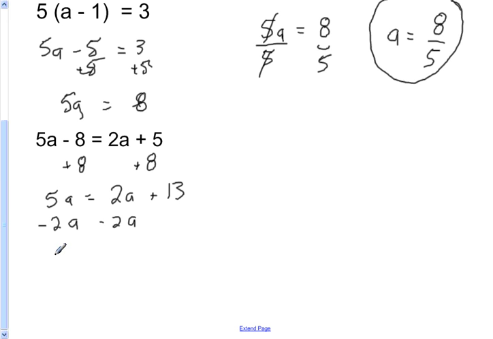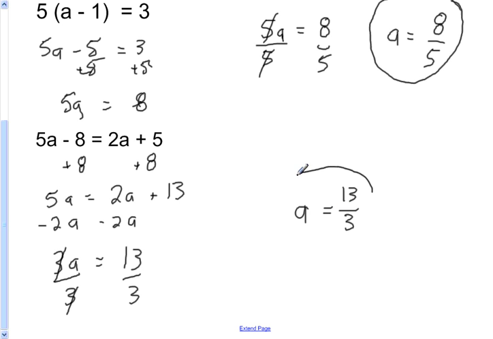5a minus 2a is going to leave us with 3a. And on this side, negative 2a minus 2a is going to be 0, and we're only left with 13. And now we want to get a by itself, so we want to isolate for a. So we'll divide both sides by 3. 3 on both sides, top and bottom here. And we're going to have an a value equal to 13 over 3. Again, perfectly valid answer. We can't simplify that. We're just going to leave it as an improper fraction.